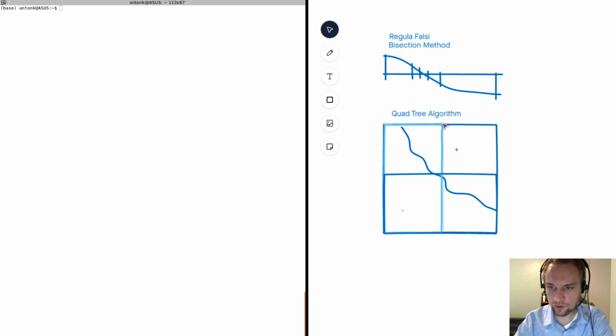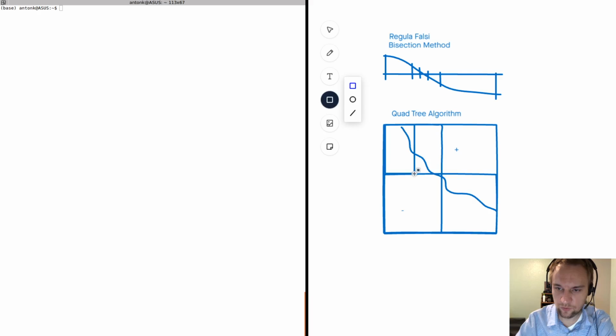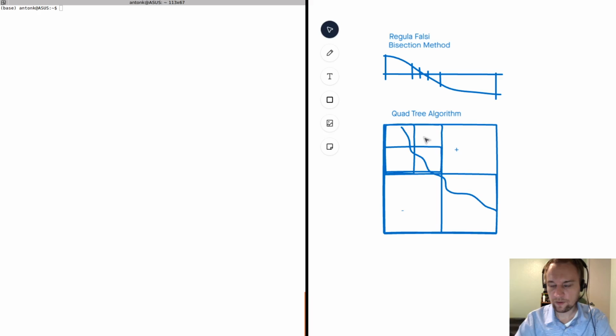And then you can check the corners, or if you want to be more precise, you can check the edges as well. And if the sign is the same, then we don't need to subdivide this any further. But if the signs are different, like in these 3 subregions, then we know that we need to subdivide it further. So let's say we subdivide this one further. And then once again we have a region which doesn't have any zero crossing, and all the signs are the same. So we can ignore this region.